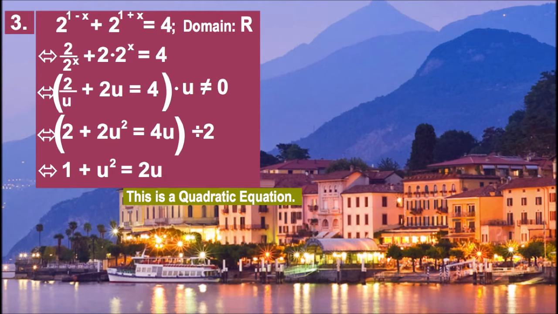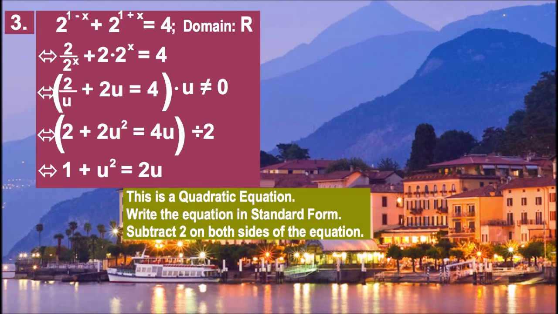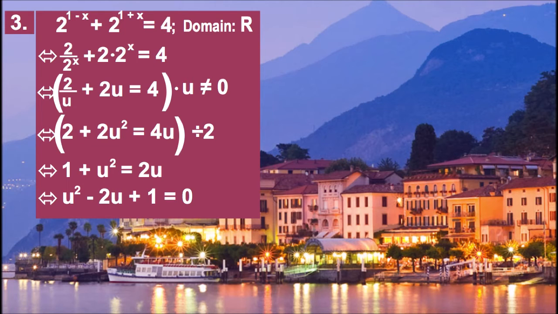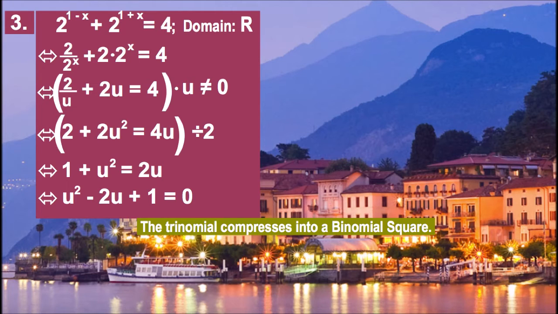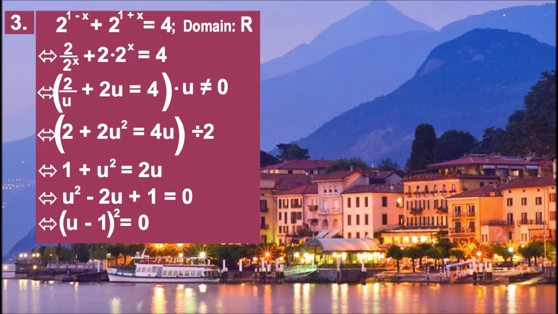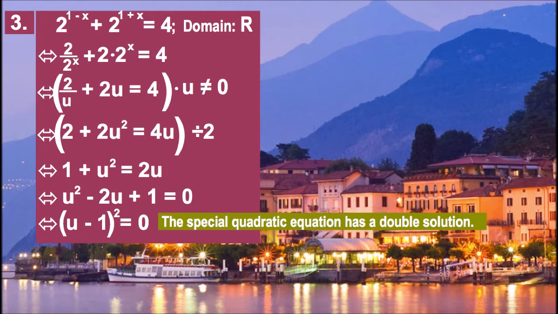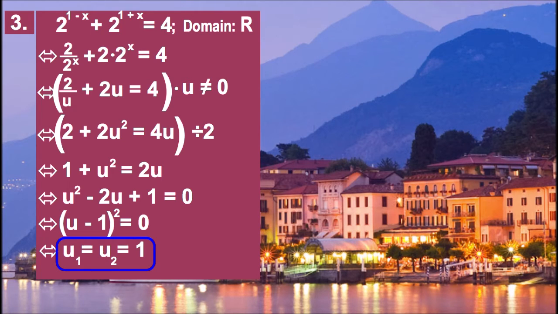This is a quadratic equation. Let's write it in standard form. So subtract 2u on both sides of the equation, equivalent to u squared minus 2u plus 1 equals 0. The trinomial compresses into a binomial square. So that's equivalent to u minus 1, everything squared, equals 0. The special quadratic equation has a double solution, which is equivalent to u1 equals u2, which equals 1.